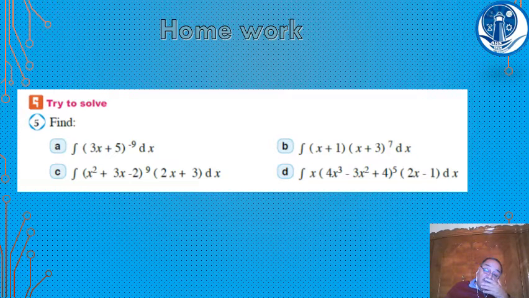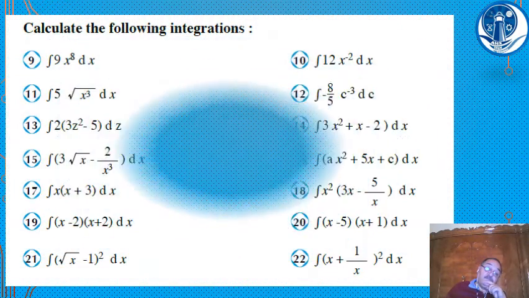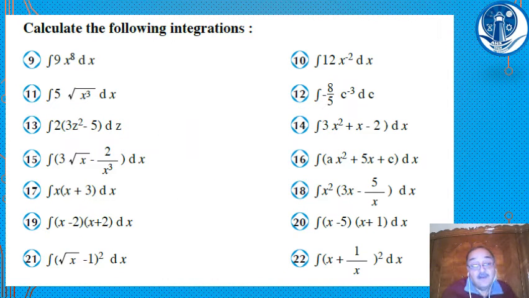Here is 4x power 3 minus 3x squared plus 4 power 5 times 2x minus 1. If you find the derivative of that one, it will be 12x squared minus 6x. Then multiply by 6 and divide by 6, and try to solve. This is another homework. Please try to solve.